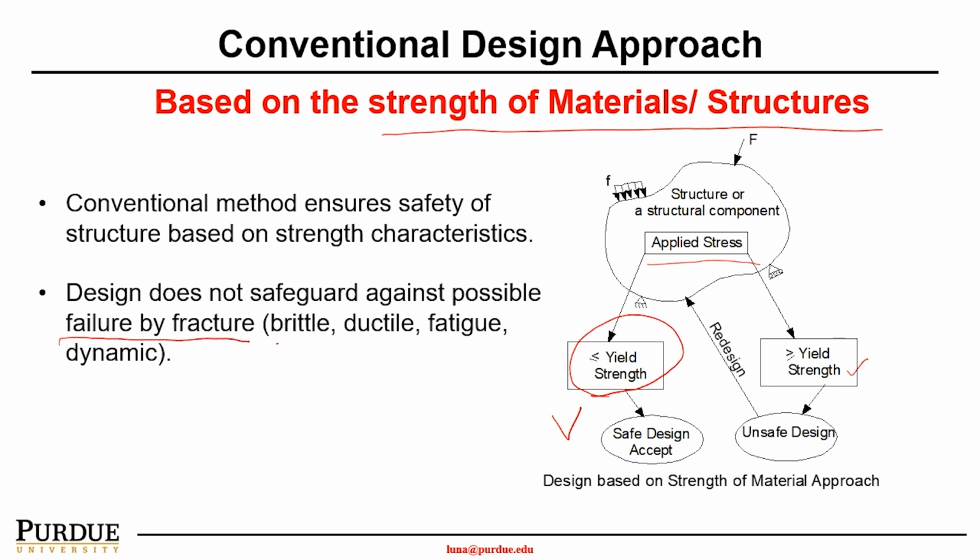For instance, a very brittle material, or a ductile material that goes through the ductile to brittle transition temperature. At a lower temperature, a ductile material can become very brittle. How about a material that goes through fatigue? How about dynamic loading conditions? So as you can see, this is a simplified approach.